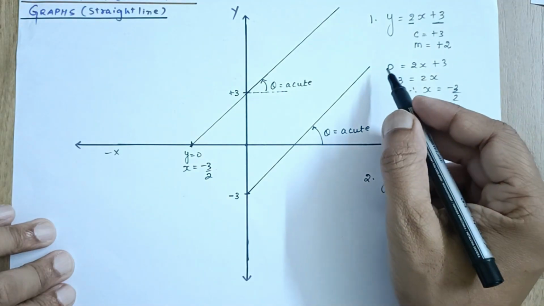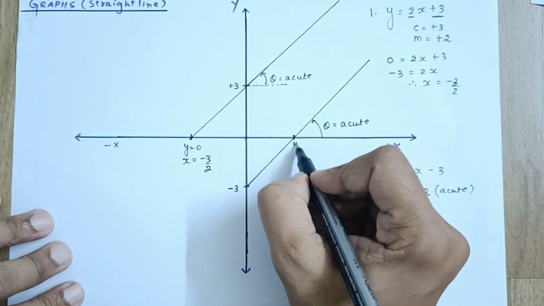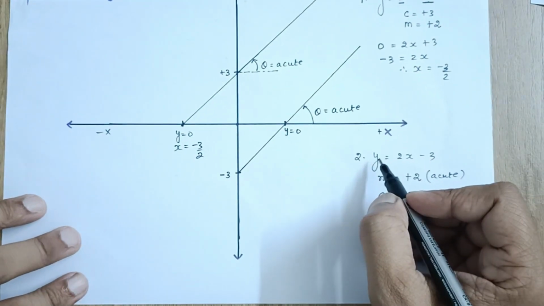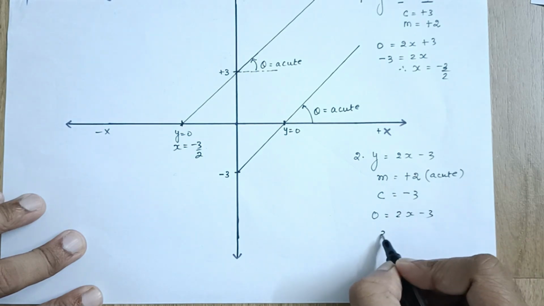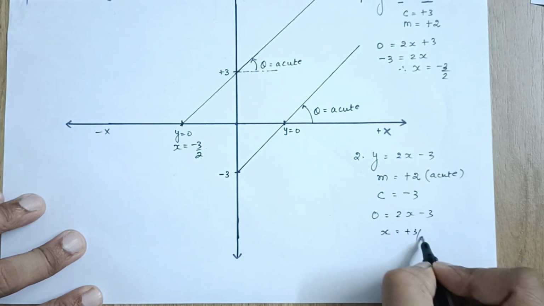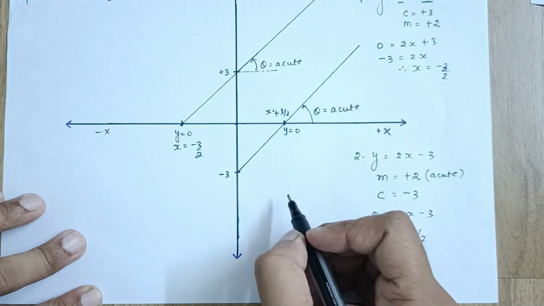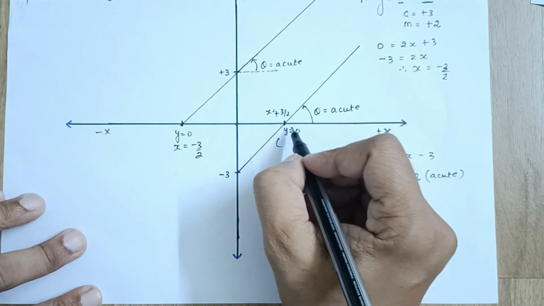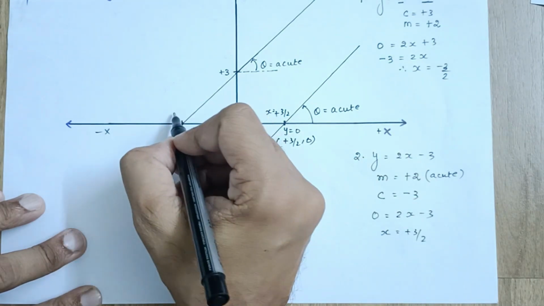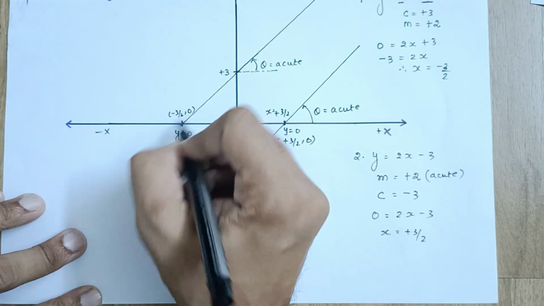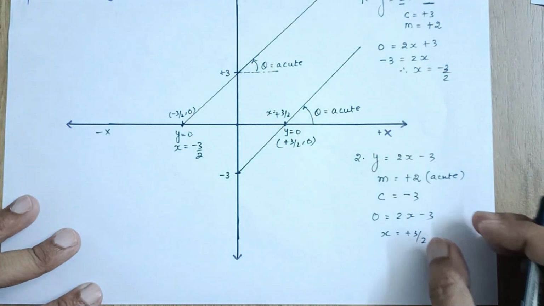Now, you may be asked where this graph is going to cut the x-axis. So again, on the x-axis, the y coordinate is 0. So simply I'm going to put this as 0. That is 2x minus 3. So x is equal to plus 3 by 2. So this point is our plus 3 by 2 on the x-axis. In terms of coordinates, if I want to write this, this is plus 3 by 2, 0. This is minus 3 by 2, 0. Like this. Because in a graph, always the x coordinate is written first and then the y coordinate.